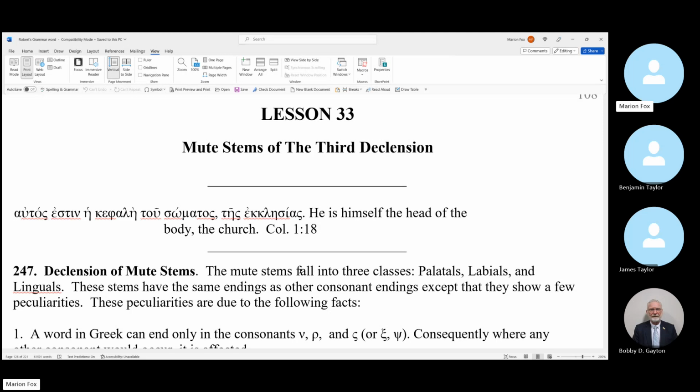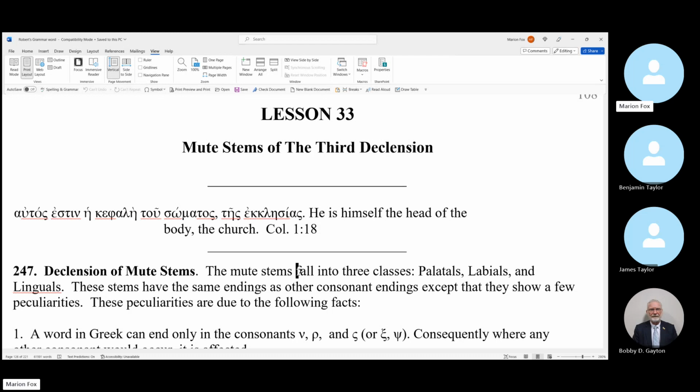This is mute stems of the third declension, and we'll be dealing with these. Colossians 1:18 has autos estin he kephale tou somatos tes ecclesias.